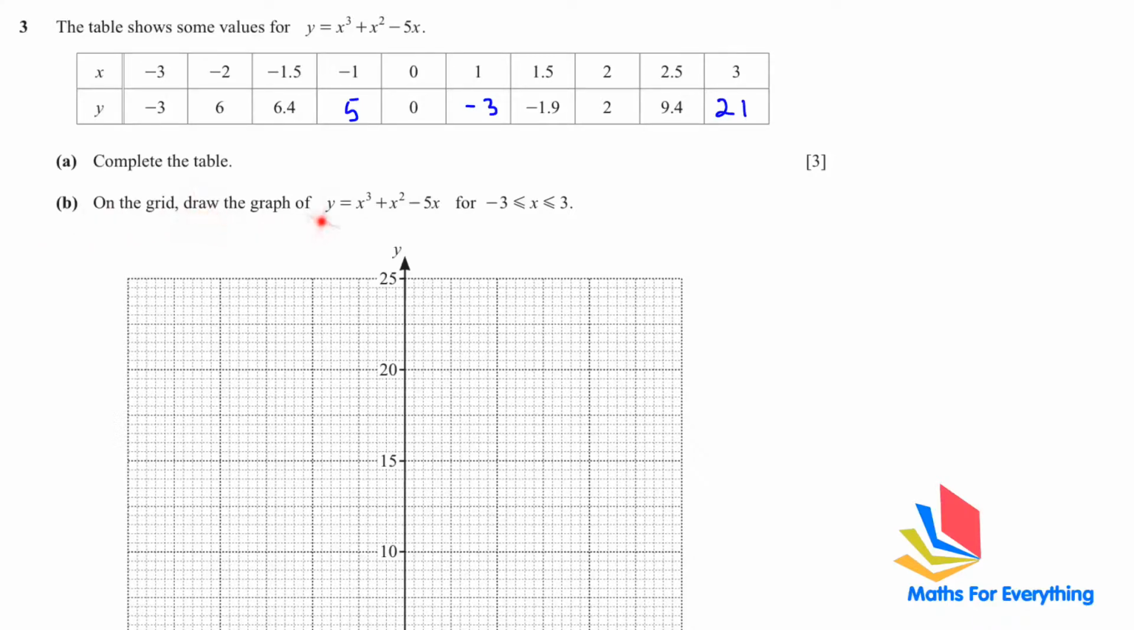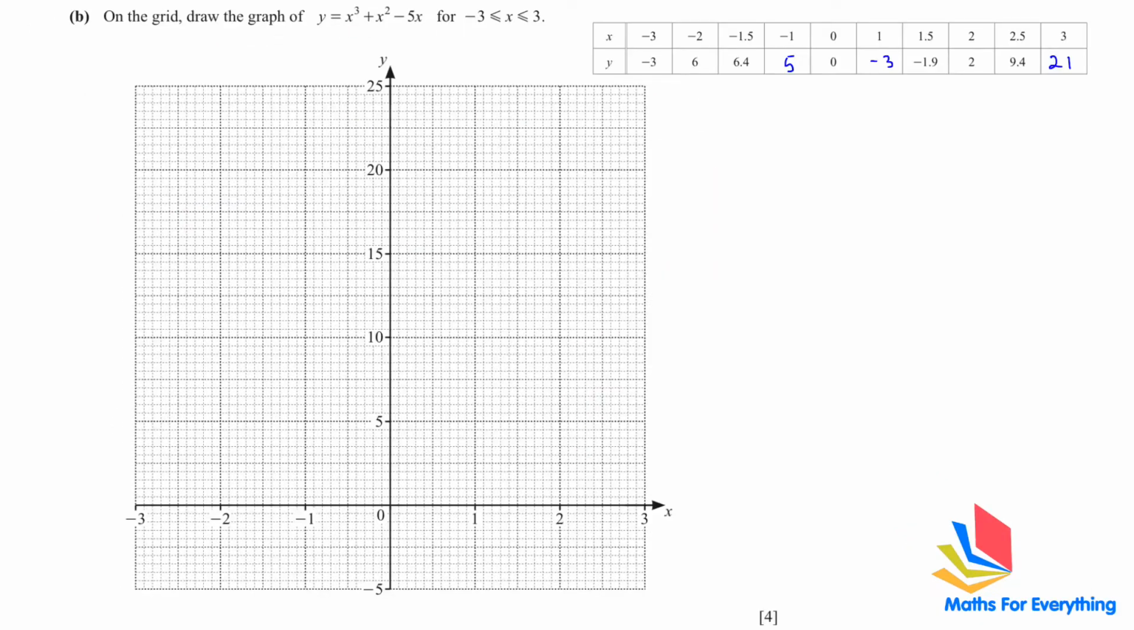On the grid, draw the graph. So we have to plot these points now on the graph. Before we plot the points, let's understand each line. What does that mean? On the x-axis, each line is 0.1. So the middle lines are 0.5. For the y-axis, 0 is here and 5 is here. There are 10 lines in between. So each 2 lines is 1. So each line is 0.5.